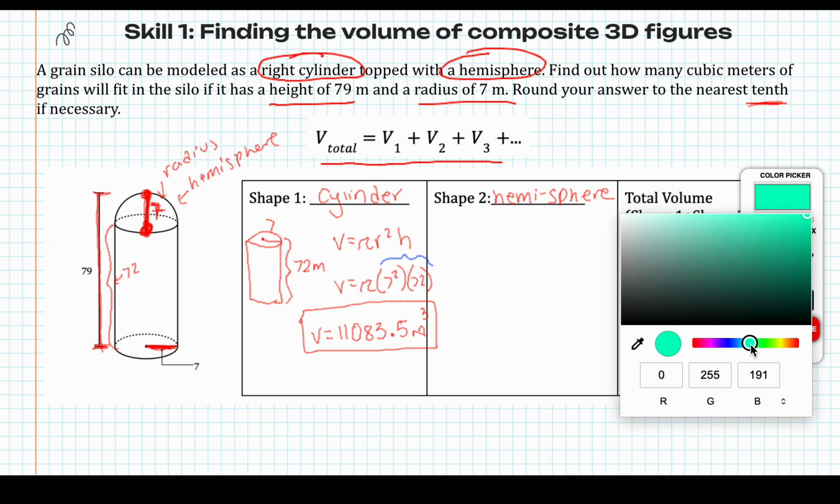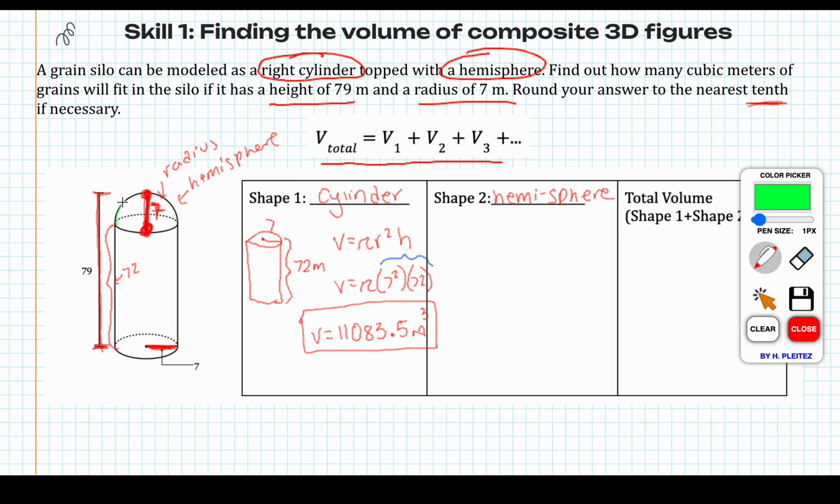So let's actually go ahead and make this a different color just so that we can see what's happening here. So our second shape is going to be this hemisphere right here. And I'm going to go ahead and sketch it out. So your sketches don't have to be perfect. They're really just to help you see what's going on. And the only thing that we really know about this is that the radius is 7.